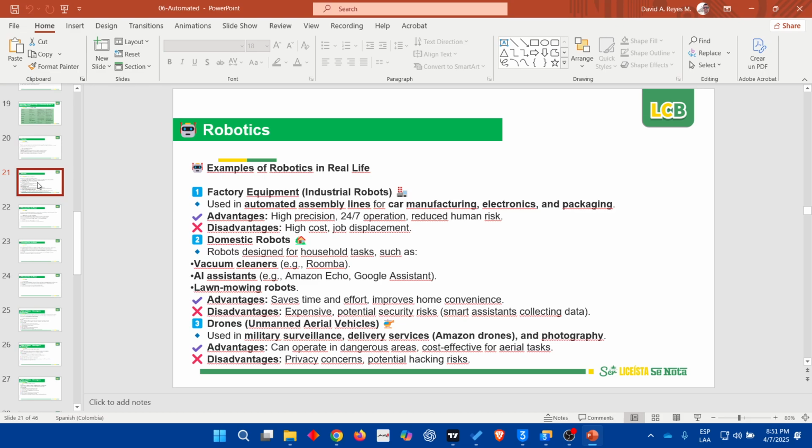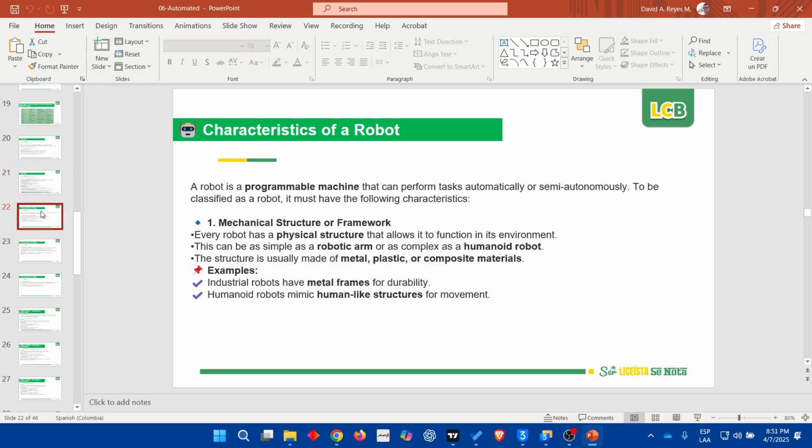Drones used in military, surveillance, delivery services, for example Amazon drones, photography, and more. Advantages: can operate in dangerous areas. Disadvantages: privacy concerns and potential hacking risk. Robots are programmable. So that means that you are going to program the robot to do whatever you want it to do. Okay? Now, for your robot to be classified as a robot, it needs to follow these characteristics.